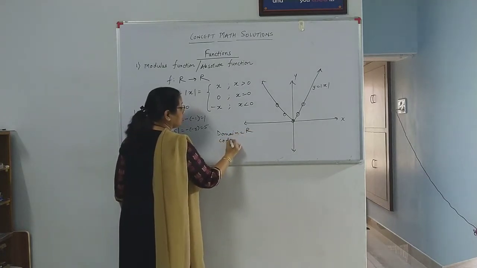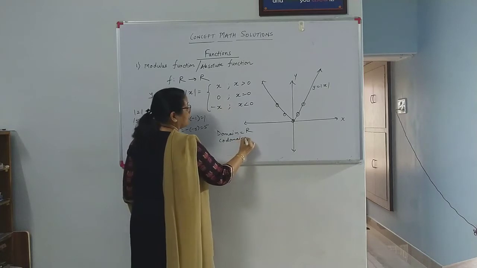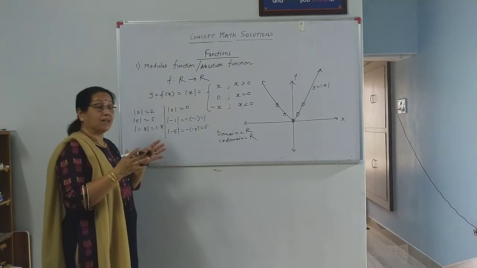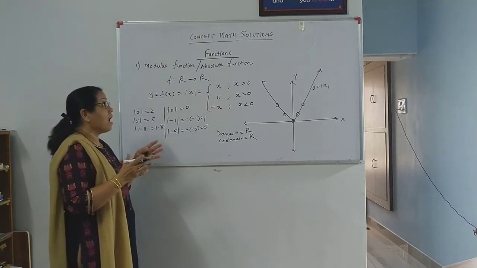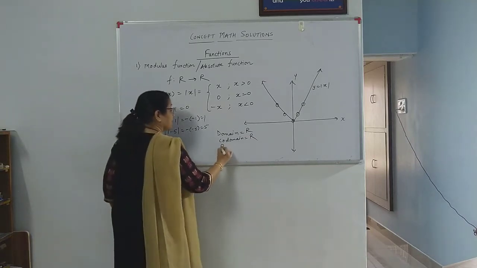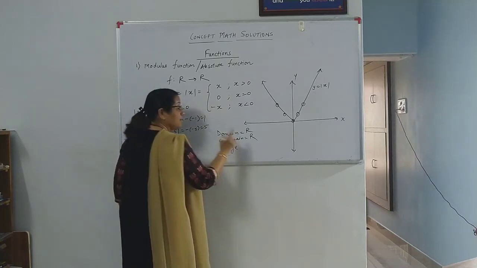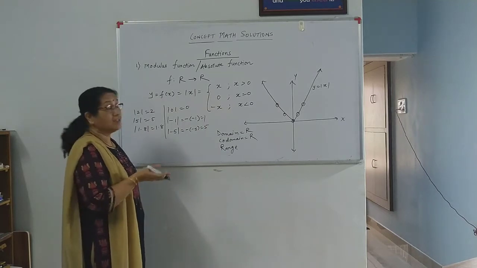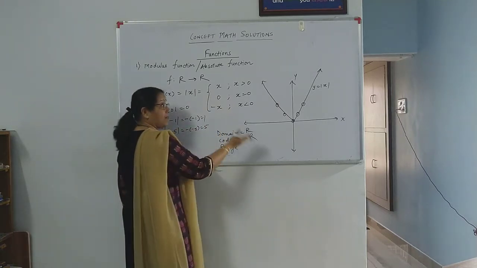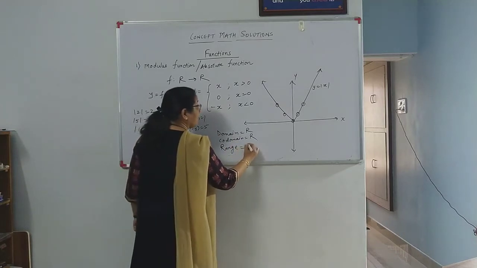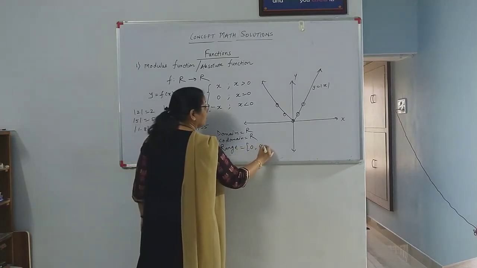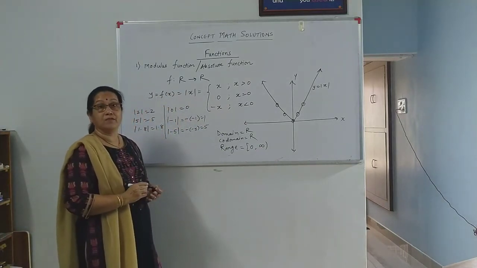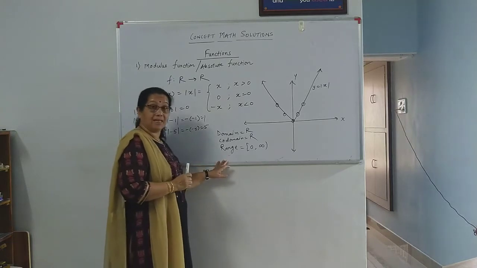codomain is also real numbers. Codomain is the value of the image, that's also a real number, and range, which is the image. If you see, range is the value of y, and y is always positive, y will never become negative, and therefore we define the range as 0 to infinity. 0 closed because 0 is included. Image of 0 is 0, and that's the range.